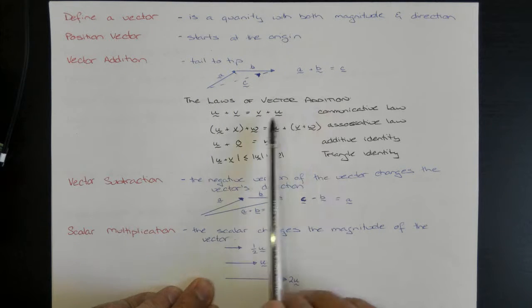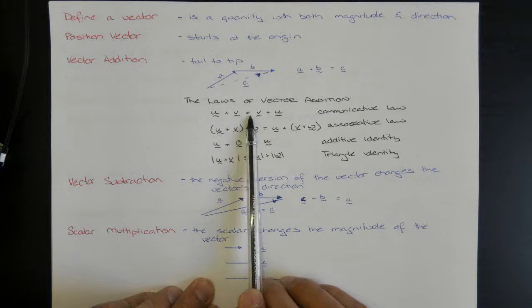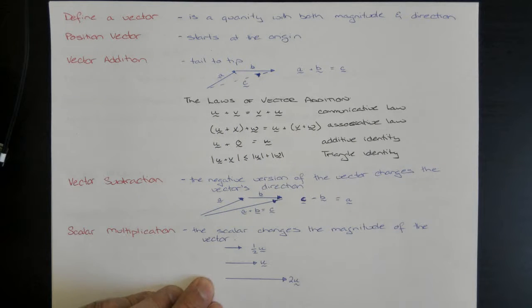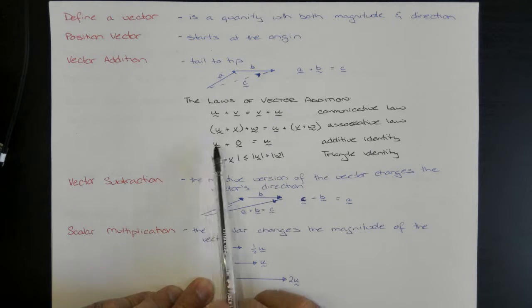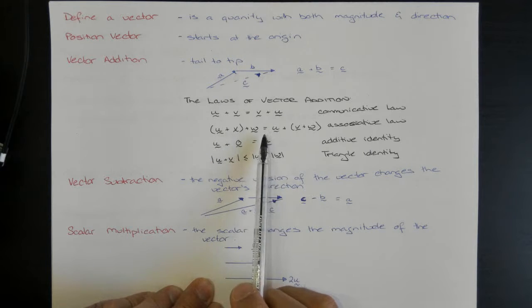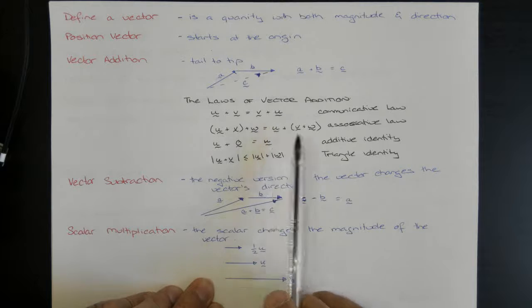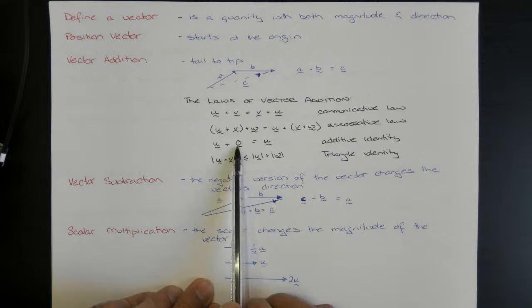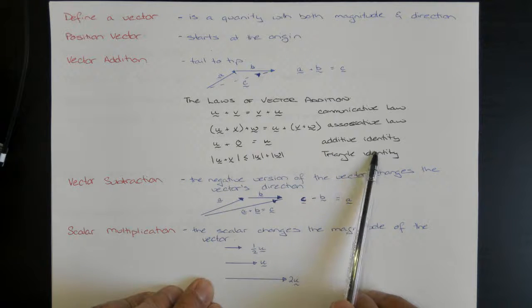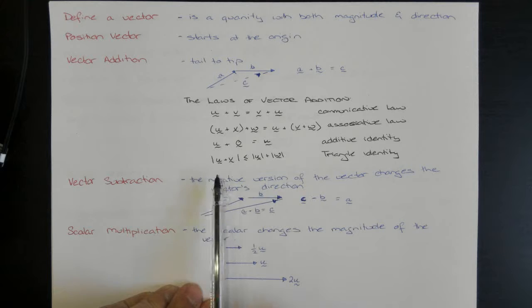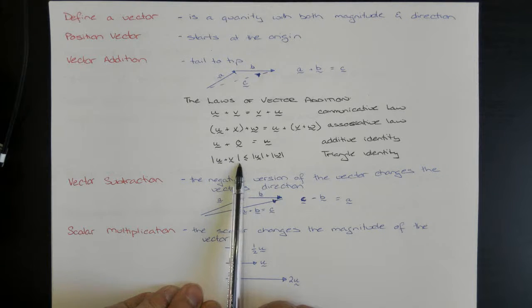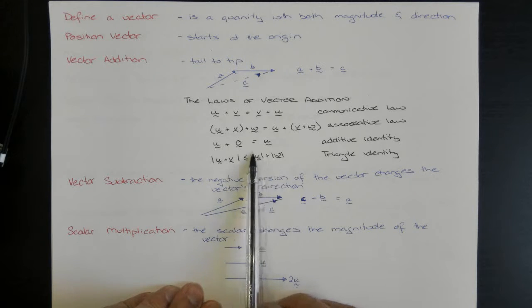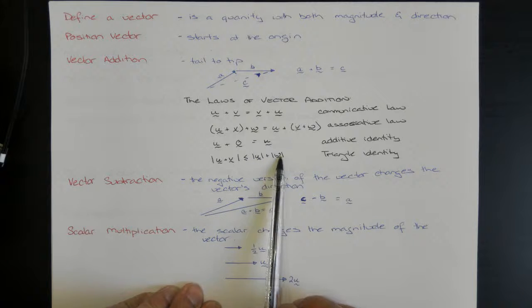The laws of vector addition: U plus V will equal the same as V plus U, the commutative law. The associative law, U plus V plus W, is the same as adding U plus the sum of V plus W. U plus the zero vector will give us U, which is the additive identity. And the triangle inequality, that's the magnitude, the length of the vector U plus V, is going to be less than or equal to the magnitude of U plus the magnitude of V.